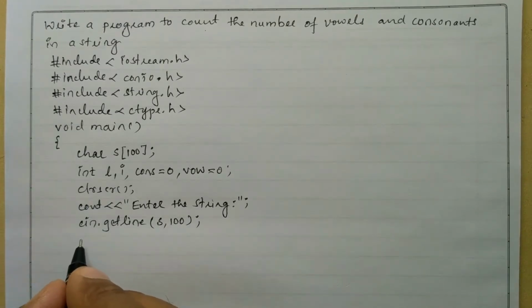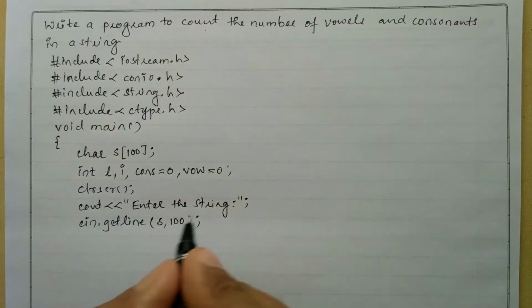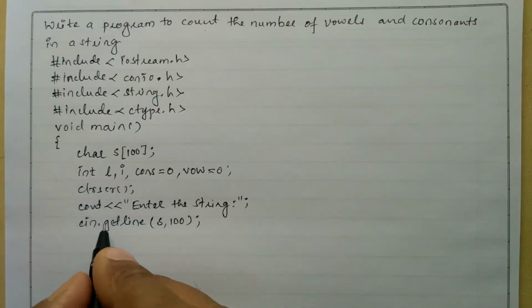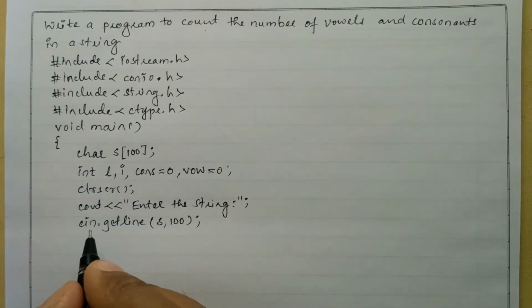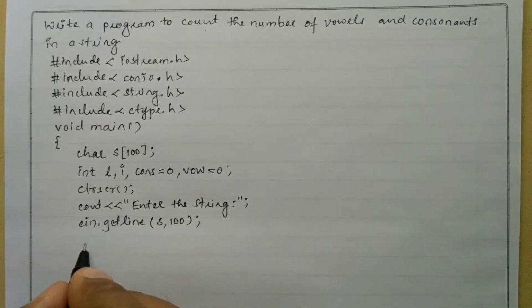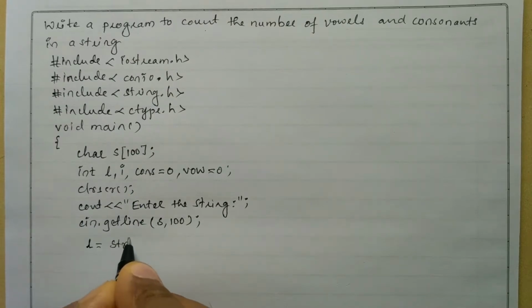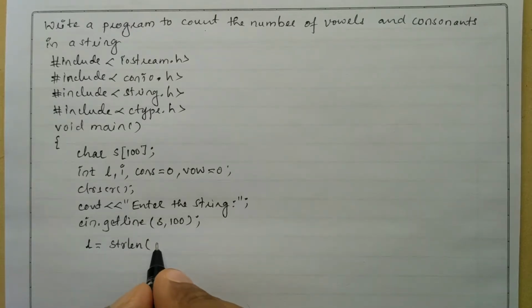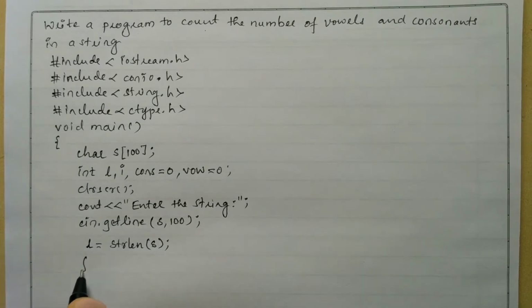Next I'm going to find out the length of the entered string. In order to find the length I'm going to use the string built-in function called strlen. So I'm going to write the variable L is equal to strlen, which is a function used to return the string length, and here I'm going to pass the argument as s because it is the array of characters, then put semicolon.